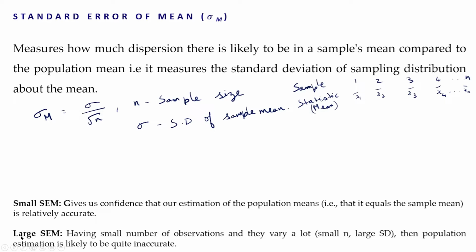And if we have a large standard error of mean, it means we have a small number of observations and they vary a lot, and the population estimation is likely to be inaccurate. So this is the use of standard error of mean. This is the standard deviation about the sample mean.